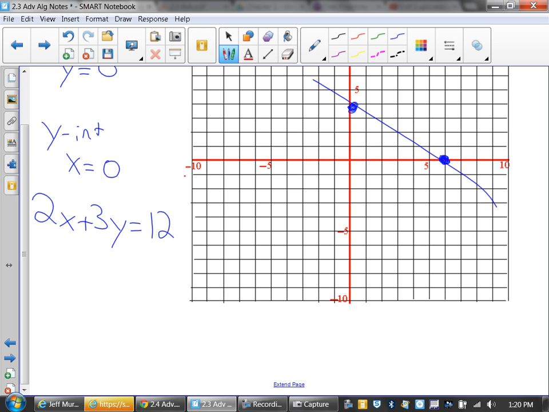Here's my line. Done. Quick graphs. Cover and solve. Works every time. We use this a ton. We use this a lot.